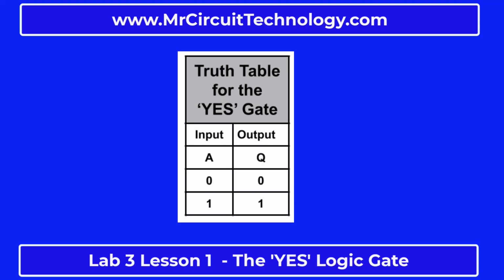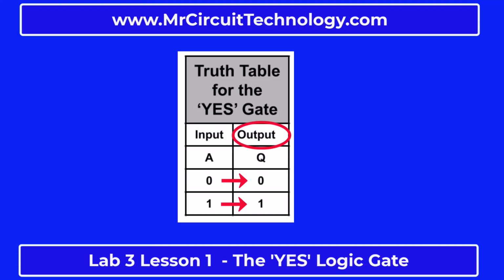Here is the truth table, which shows all the possible combinations of inputs and outputs. In the case of the yes gate, there are only 2 possible inputs, a 0 or a 1, and the same goes for the outputs.